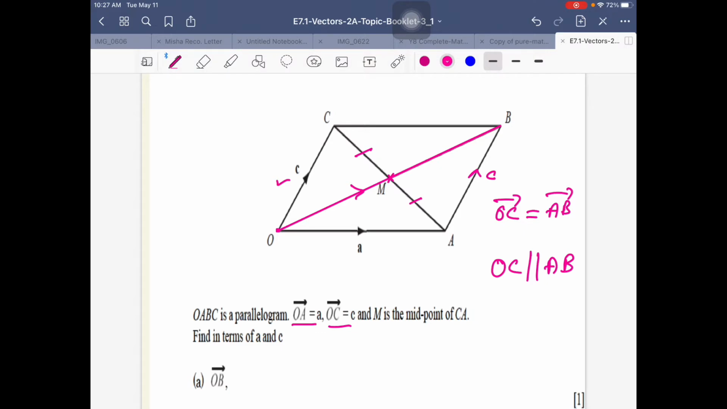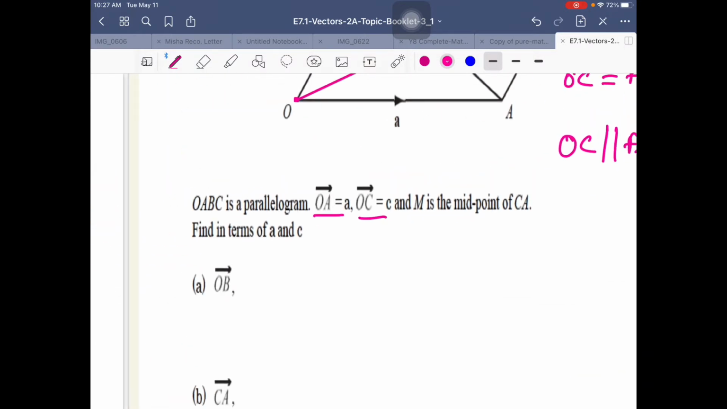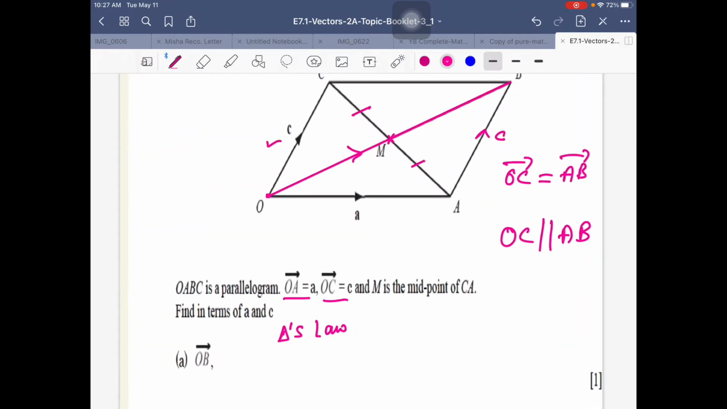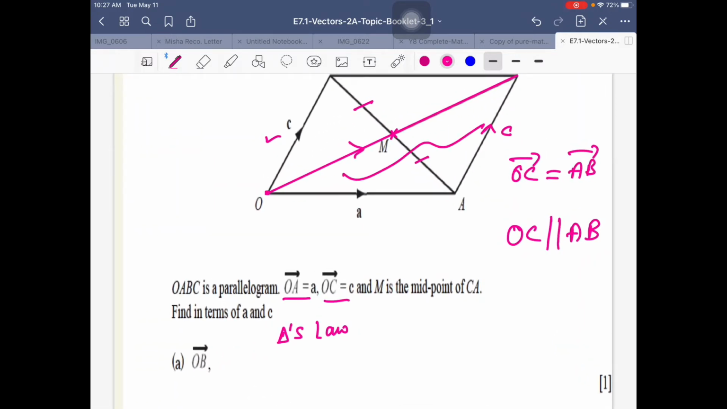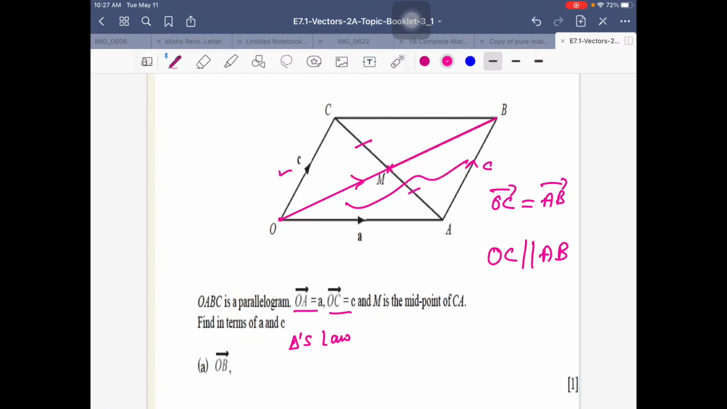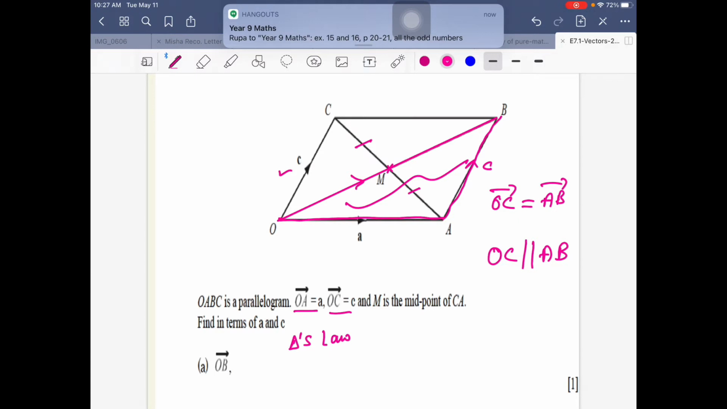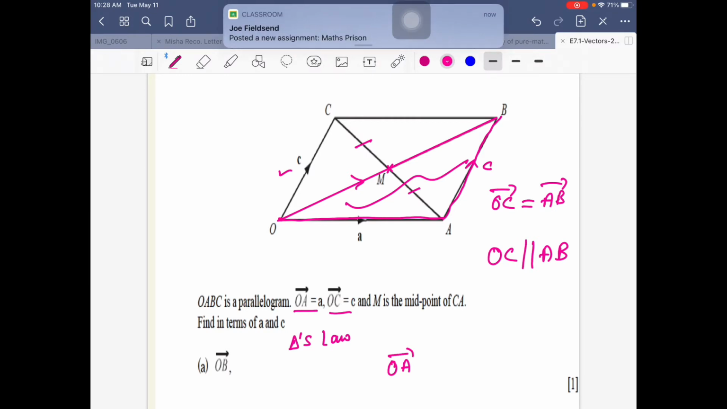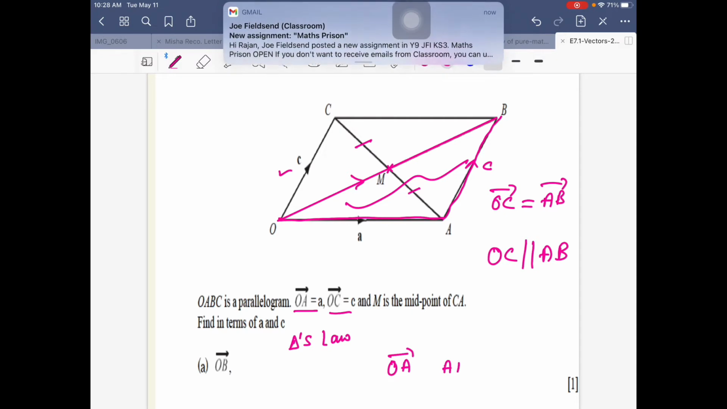Now I want to find OB vector. Here we're going to apply triangle's law of vector addition. Now you should concentrate on this triangle, triangle OAB. In this triangle you can see that two vectors OA and AB are represented by two sides of triangle OAB and in the same order.